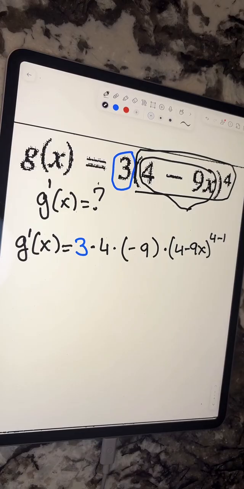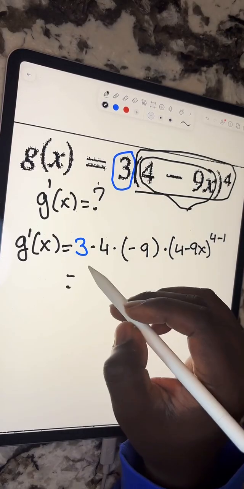Are we all on the same page? Okay, so now combine the like terms.